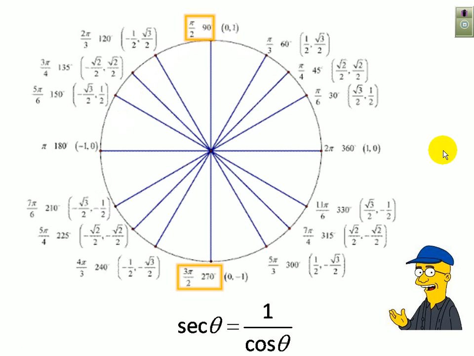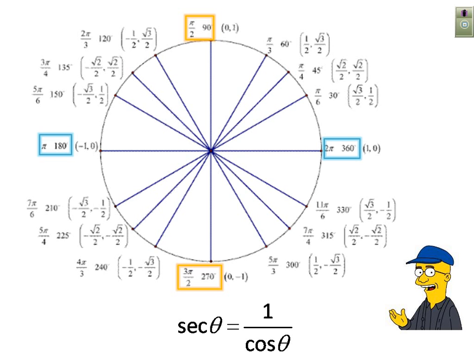Now something else we want to notice, and that is, at 0 and 2 pi, cosine is equal to 1. Well, that means that secant is equal to 1 there as well. So at 0, at 2 pi, at 4 pi, all the coterminal angles, secant is equal to 1. Likewise, at pi and all its coterminal angles, cosine is equal to negative 1. Therefore, secant theta is equal to negative 1.